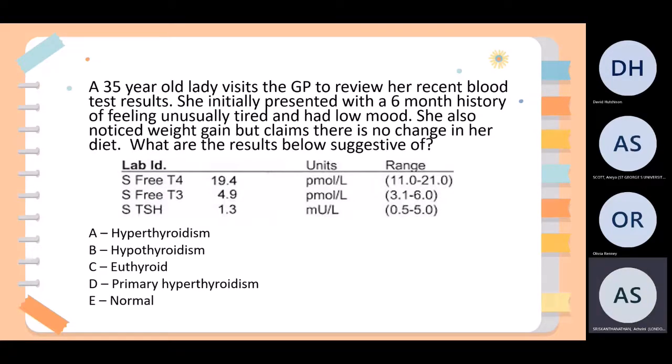Okay, so you've got another SBA here. So a 35-year-old lady visits the GP to review her recent blood tests. She initially presents with a 6-month history of feeling unusually tired and had a low mood. She also noticed weight gain, but claimed there is no change in her diet. What are the results below suggestive of? So I'll give you a couple of seconds.